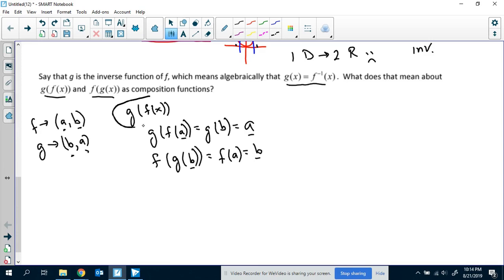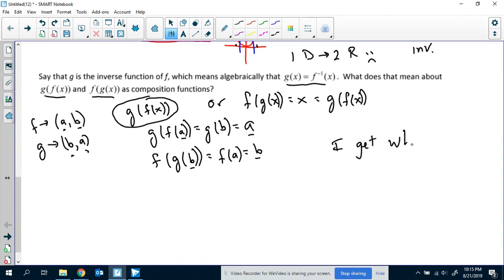So if I take G of F of X or F of G of X, I should end up getting exactly what I started with. I should get X back. I'll write it down just to make sure we get it. So in order to specifically answer the question, what does that mean about G of F of X and F of G of X? They are both equal to X.